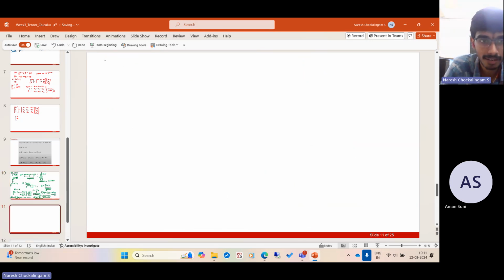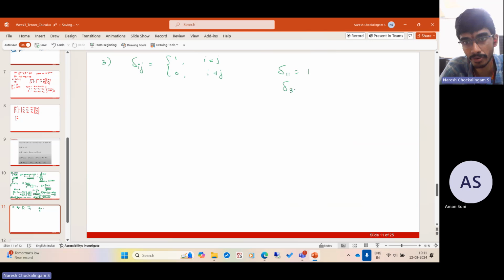We looked at a special operator called the Kronecker delta, defined as delta ij is equal to 1 if i is equal to j and 0 if i is not equal to j. So Kronecker delta is also a function of these indices. If i and j are equal, it takes a value 1, and if i and j are not equal, it takes a value 0. So if you take delta 1, 1, it is equal to 1. If you take delta 3, 2, it is equal to 0 because these two indices are unequal.